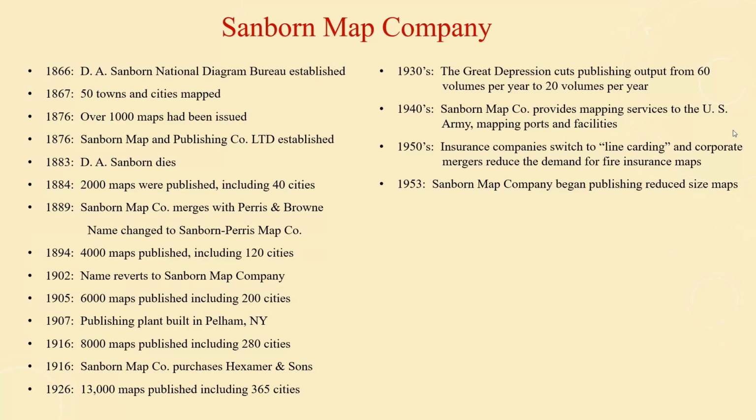And also the insurance companies went into a system they call line carding. They started doing that for properties that weren't shown on the maps, and then they started extending that into properties that were shown, and decided that they could do that instead of using the maps. And Sanborn responded to this by starting to print some reduced size maps.